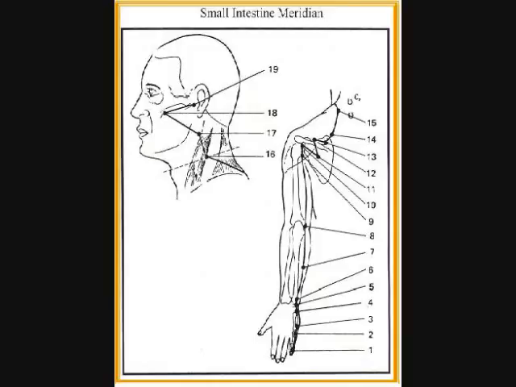SI18, directly below the outer canthus, in the depression on the lower border of the zygomatic bone. SI19, anterior to the tragus and posterior to the condyloid process of the mandible, in the depression formed when the mouth is open.